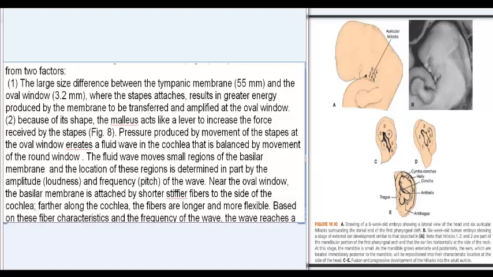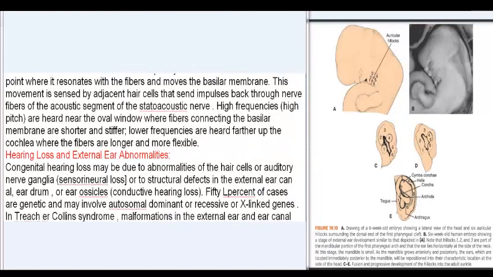The fluid wave moves small regions of the basilar membrane, and the location of these regions is determined in part by the amplitude (loudness) and frequency (pitch) of the wave. Near the oval window, the basilar membrane is attached by shorter, stiffer fibers to the side of the cochlea. Farther along the cochlea, the fibers are longer and more flexible. Based on these fiber characteristics, the wave reaches a point, depending on its frequency, where it resonates with the fibers and moves the basilar membrane.